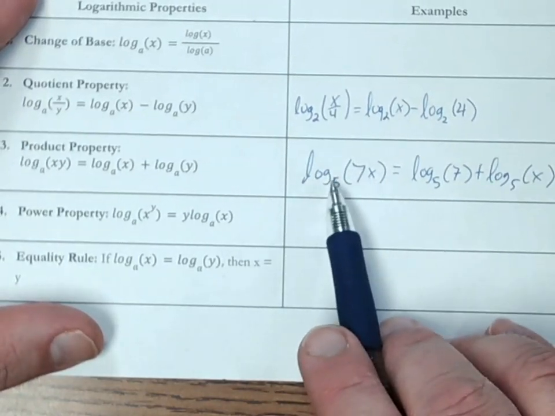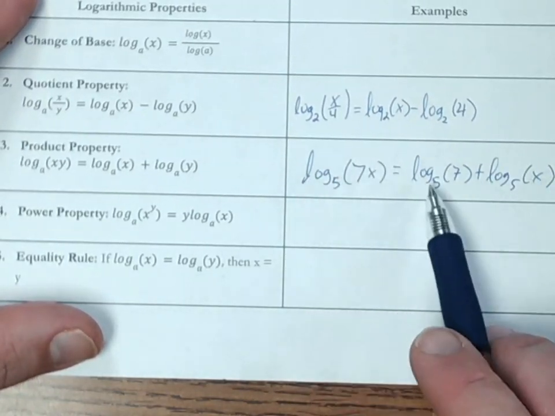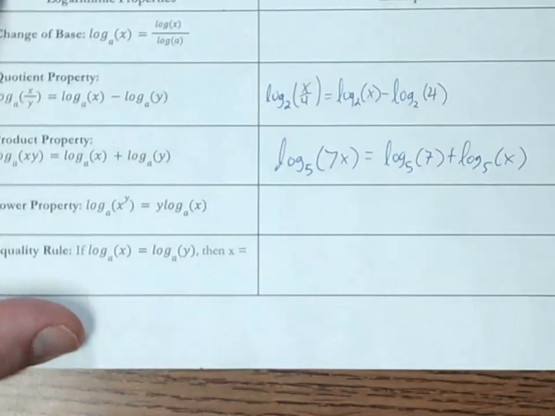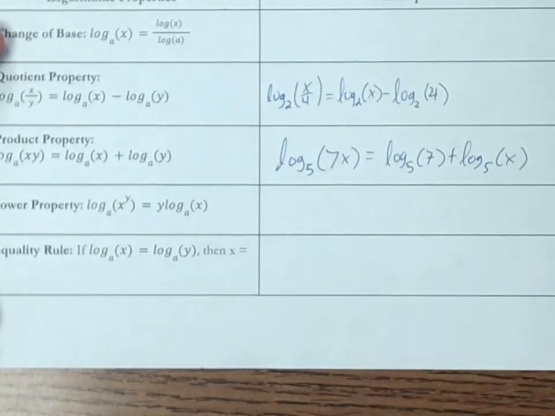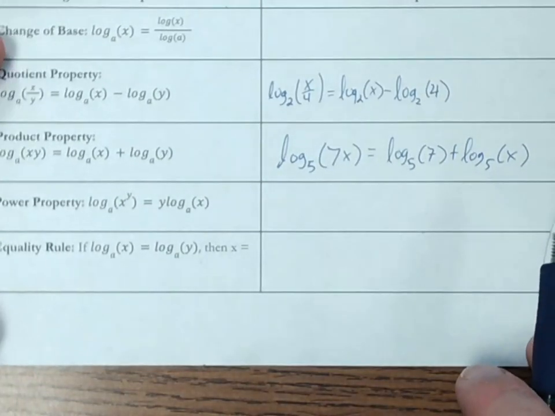So I start with something smaller and it's getting bigger. 1 log, now it's 2 log. But you can go the other way, which I'll show you on the other side. Let me do some examples.